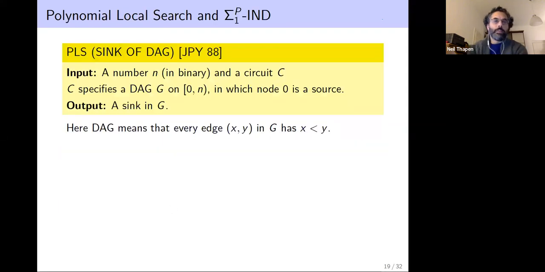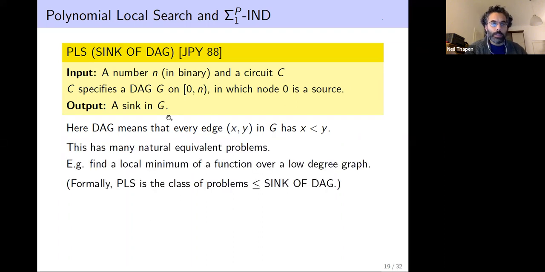So here is another example of a TFNP problem. It's one I had in my picture. Strictly speaking, this problem is Sink of DAG, and you're given a directed acyclic graph, and you want to find a sink. And you have to be a bit careful to specify what you mean by acyclic in this case for this to work.